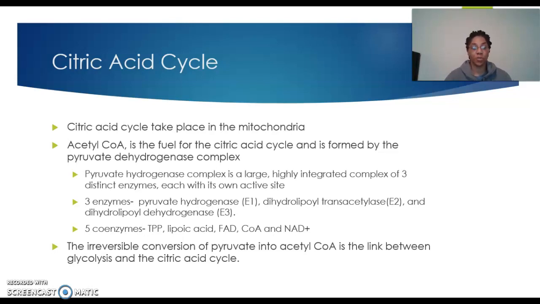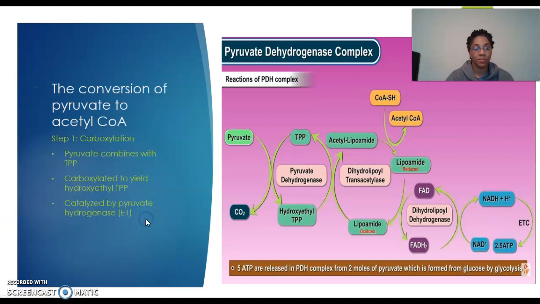Okay, so this is the irreversible conversion of pyruvate into acetyl-CoA and is the link between glycolysis and the citric acid cycle. As I stated, the first step is the carboxylation. Pyruvate combines with an oxidized version of TPP. It is then carboxylated to yield hydroxyethyl TPP. This whole process is catalyzed by pyruvate hydrogenase E1, and TPP is the coenzyme for pyruvate hydrogenase.